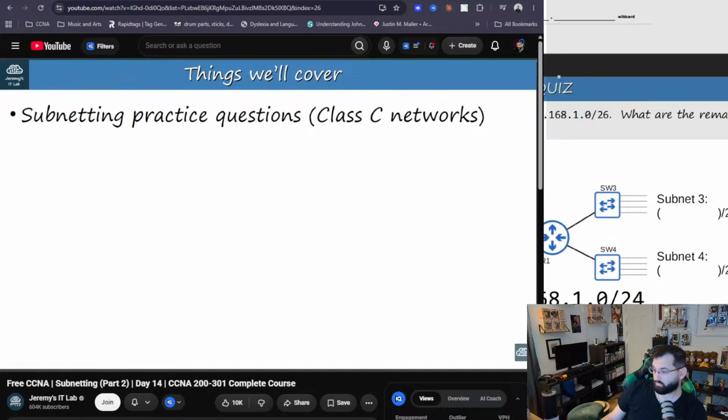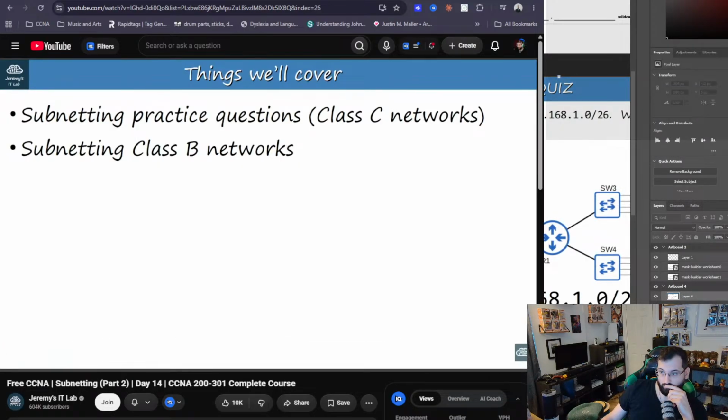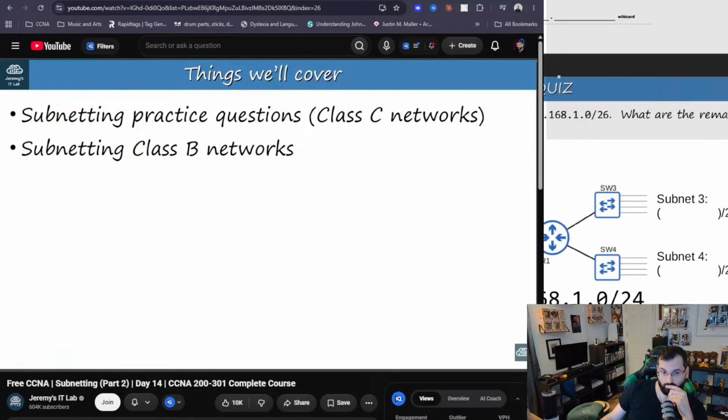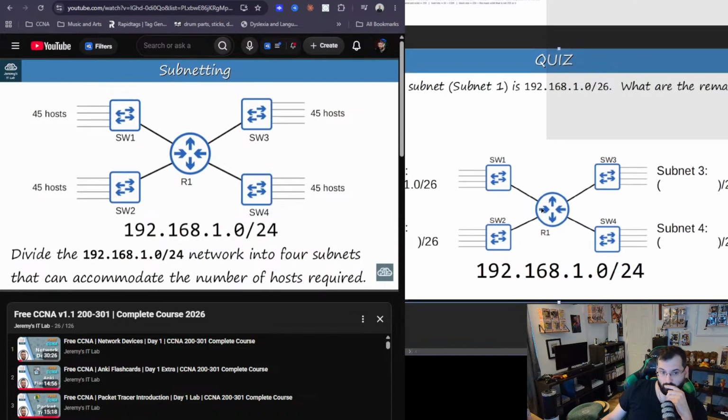We'll start, of course, with the solution to last video's quiz question. After that, we'll look at subnetting Class B networks. The process is exactly the same, no matter what class of address you're subnetting, but it can be a little bit more difficult with larger networks. Class A networks will be covered in the next video, by the way. So, let's take a look at how to solve last video's question.